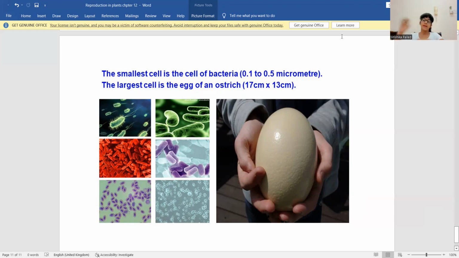We have completed half of the chapter today. Now we will continue the rest of the chapter in the next part.